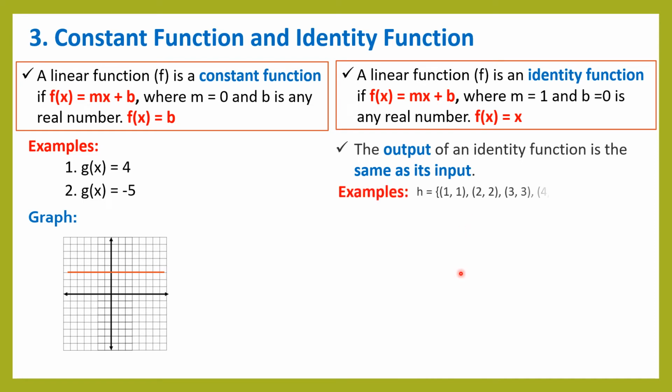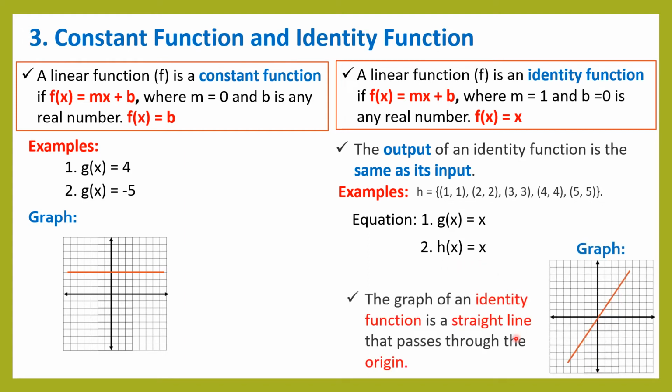So, paano yun? For example, ang h natin, ang set of ordered pairs natin ay (1, 1), (2, 2), (3, 3), (4, 4), (5, 5). So, para lang siyang mirror. Example na equation natin ay g of x is equal to x. H of x is equal to x. And the graph of identity function is a straight line that passes through the origin. So, palagi lang siyang nagpa-pass through sa ating origin. Ang origin natin ay itong nasa gitna. So, nandyan lang siya palagi.